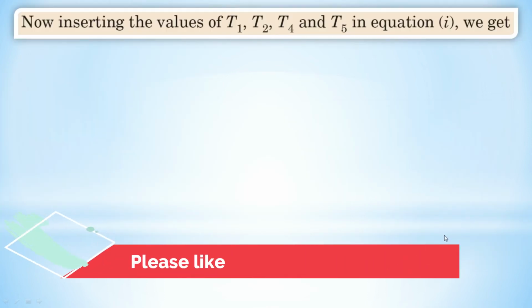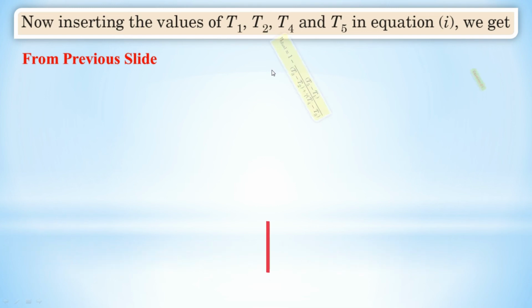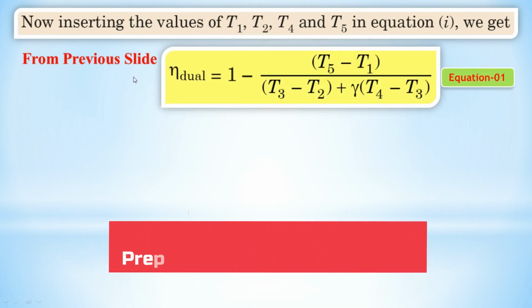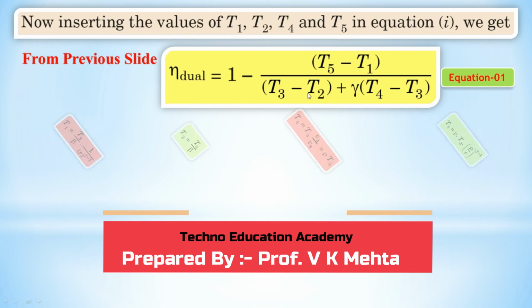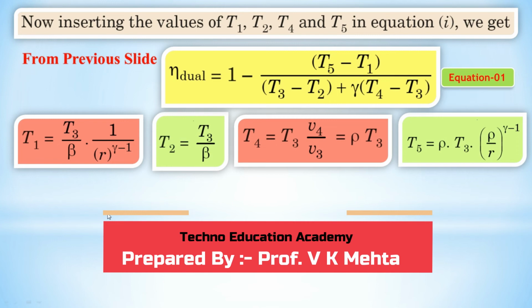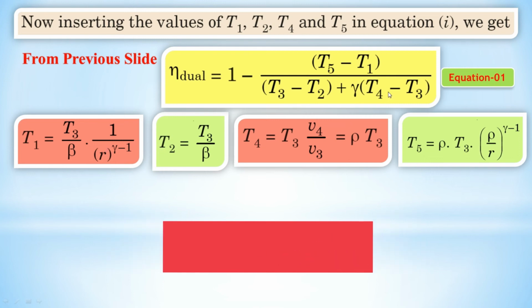Now we insert the values of T1, T2, T4 and T5 in equation 1, which is already derived in the previous slide. The efficiency of the dual cycle equals work done upon heat supply. Work done means heat supply minus heat rejection, divided by heat supply. We have already derived equation 1 in the previous slide, so here we put the values of T1, T2, T4, T5, which we have already derived in terms of T3. Put these values in equation 1.